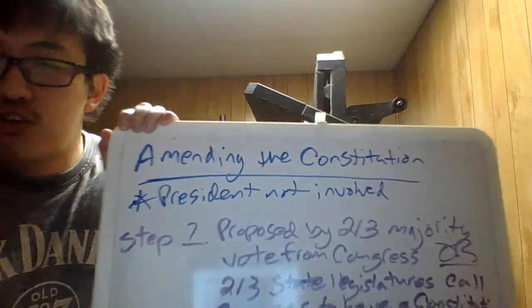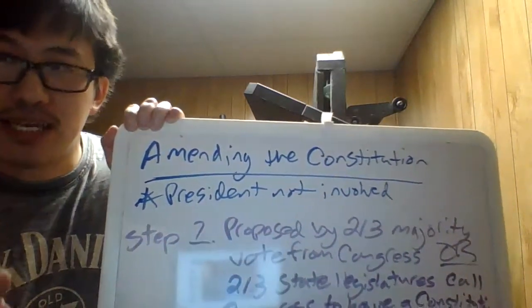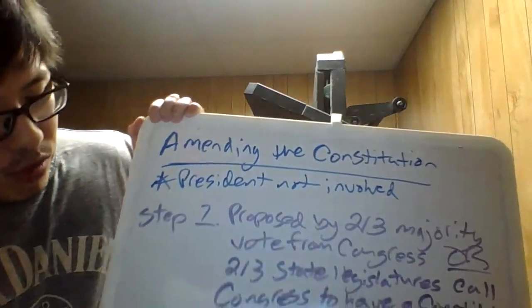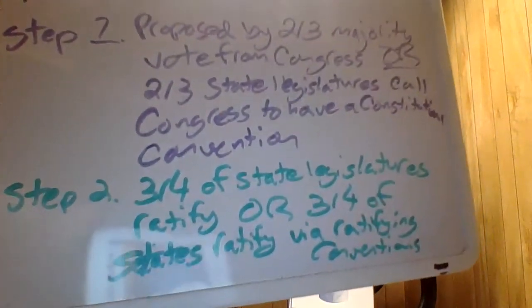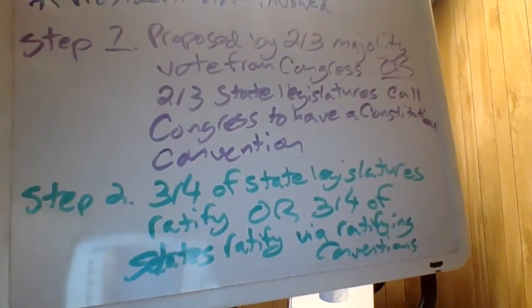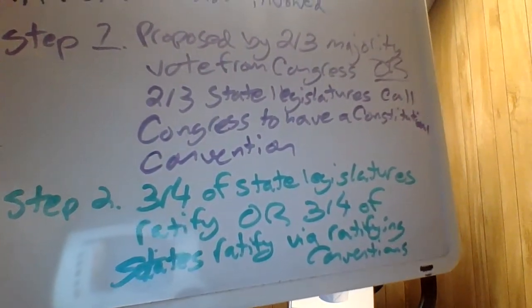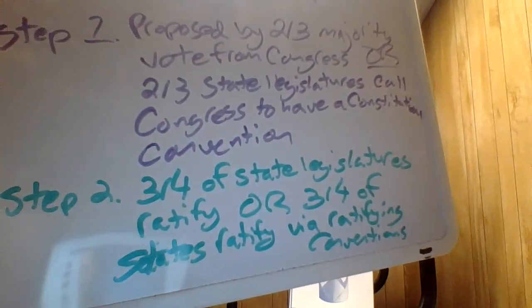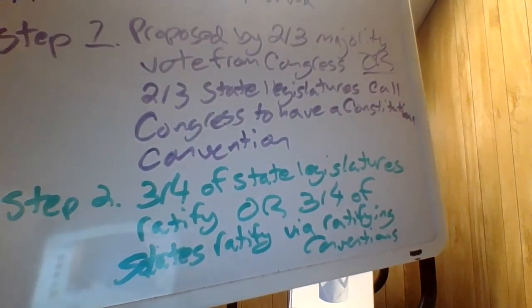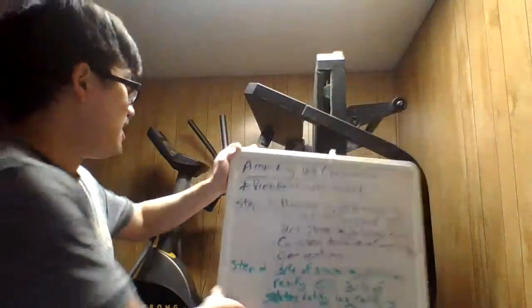Okay. Now there are two ways to get this proposed amendment passed, and both of them deal with the states. So either 3/4 of the state legislatures have to ratify, or 3/4 of the states have to ratify using what's called a ratifying convention. And just for reference, 3/4 is 38 states. So you need quite a large number of states to agree on something in order to get it ratified. So as you can imagine, this is not very easy.